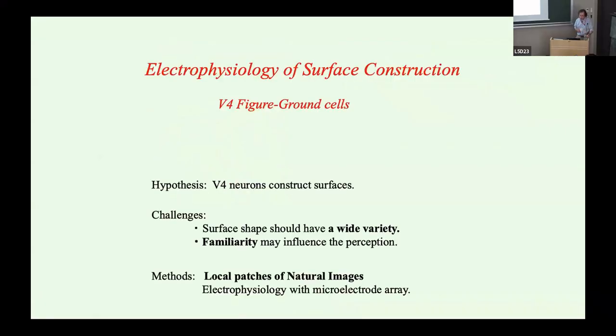Our hypothesis was that V4 neurons construct surfaces. To test this idea, we need to address two challenges. First, we could not use just a square or circle, but a variety of shapes. Otherwise, we end up finding the neurons responsive to a circle or square.